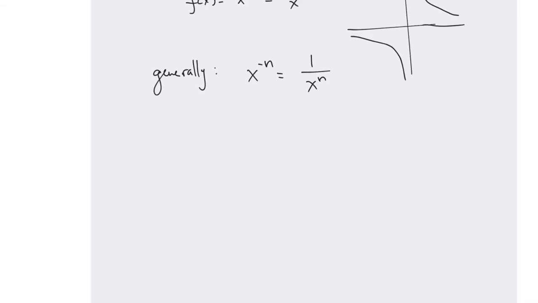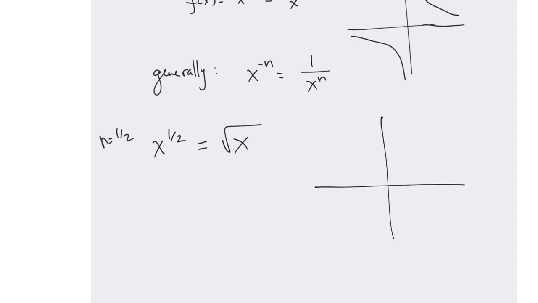Another special exponent is the 1/2 exponent. This would be when n is a half. X to the 1/2. This is the square root of x, right? Another very important type of function, which is very different from a polynomial. The square root of x, the graph looks like this. It doesn't exist at all to the left of the origin, because there's no such thing as the square root of a negative number, at least not in real numbers.